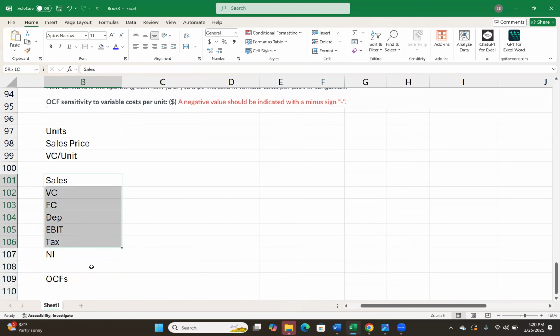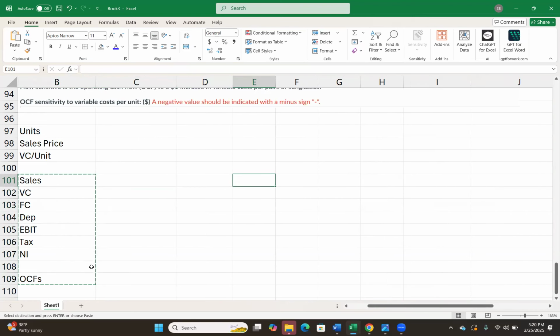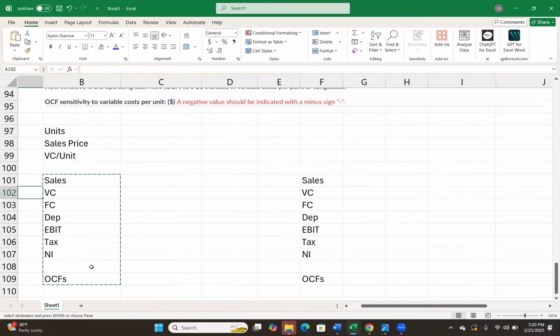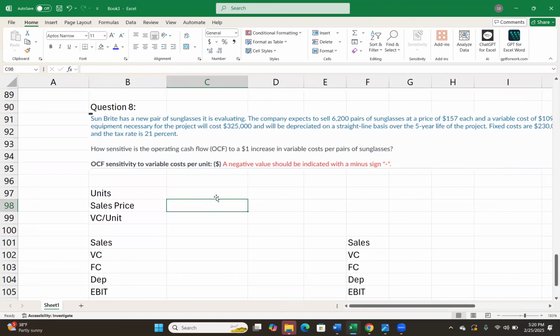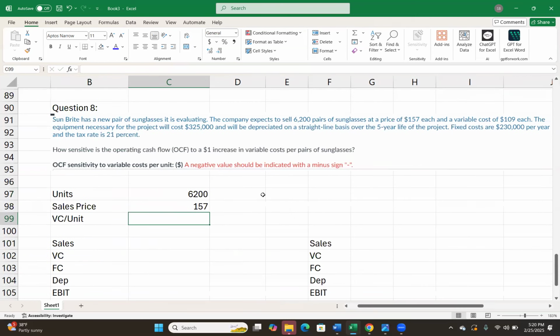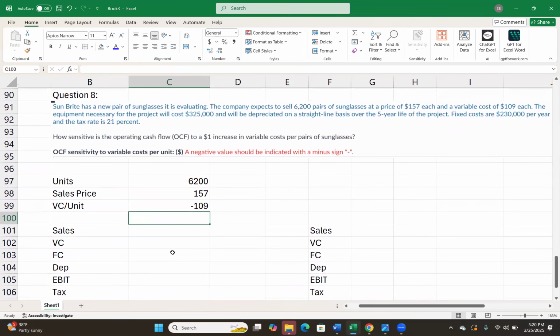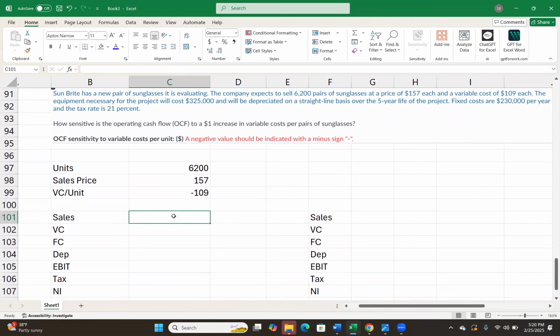I'm going to copy this and paste it right over here because we're going to do it again. Okay. Sales, let's put all our info in here. So 6,200 pairs. Price is 157 each. Variable cost is 109. I'm going to make this negative to make my life easier. Equipment necessary will cost 325. Okay. Sweet.